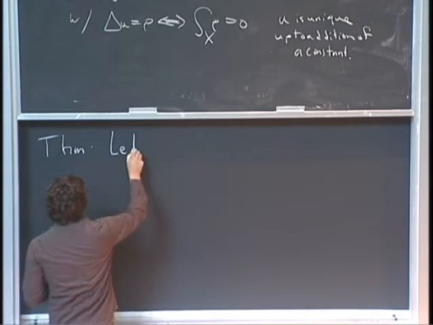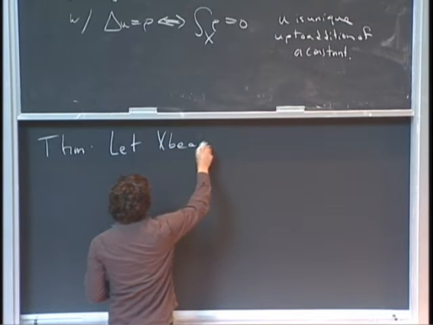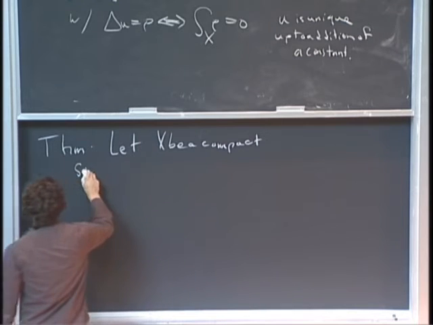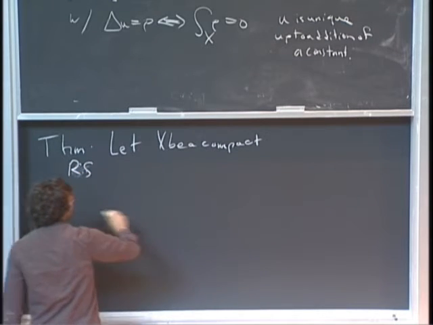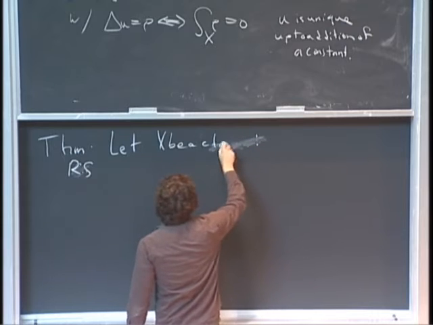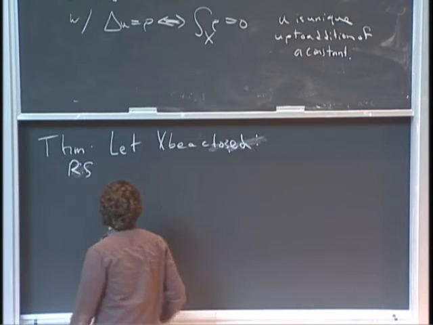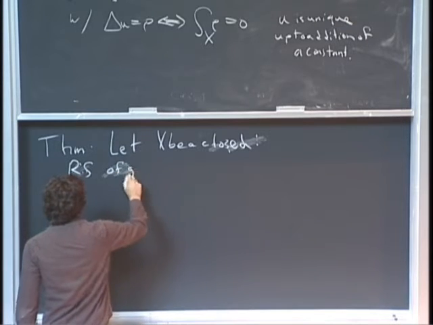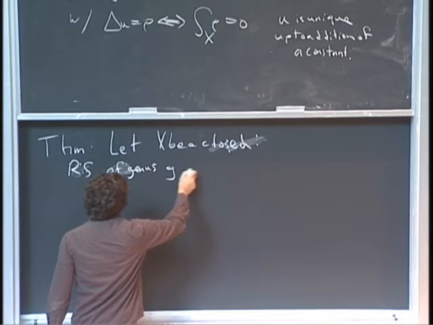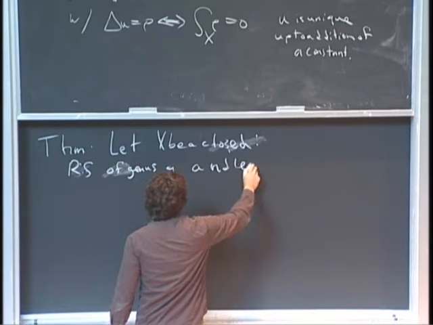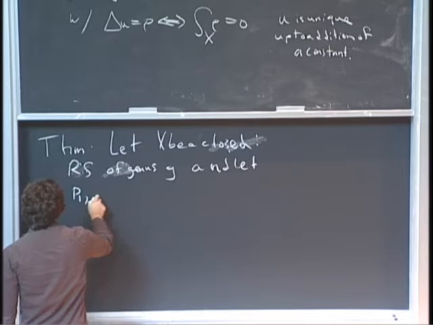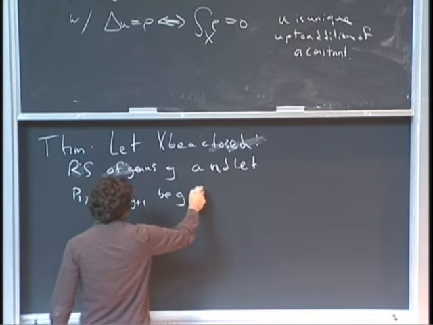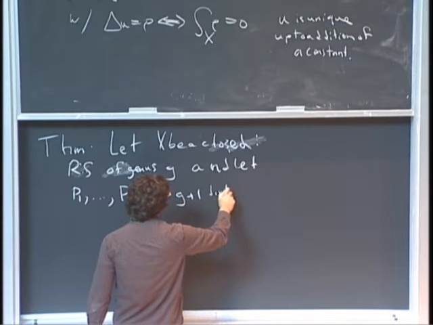Let X be a compact Riemann surface, closed, of genus g, and let p1 up to p_{g+1} be g plus 1 distinct points.